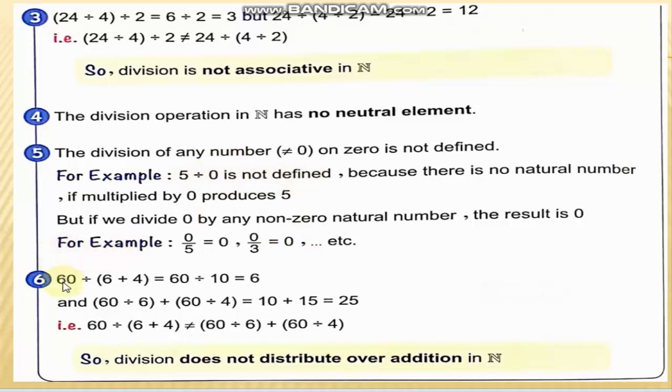Property number 6. If we say that 60 divided by 6 plus 4, here 6 plus 4 equals 10, and 60 divided by 10 equals 6. And if we say that 60 divided by 6, between brackets, plus 60 divided by 4: 60 divided by 6 equals 10, and 60 divided by 4 equals 15. So 10 plus 15 equals 25. So 60 divided by 6 plus 4 does not equal 60 divided by 6 plus 60 divided by 4. So division doesn't distribute over addition in the set of natural numbers.